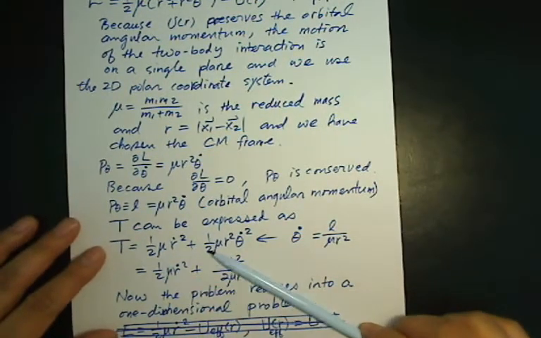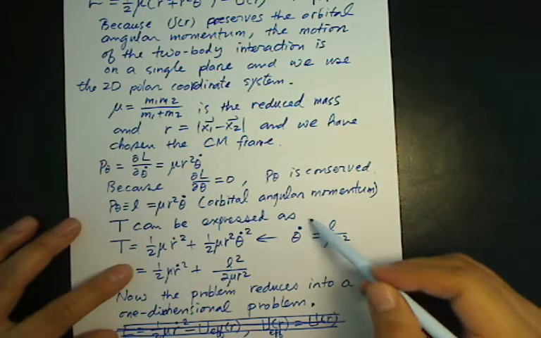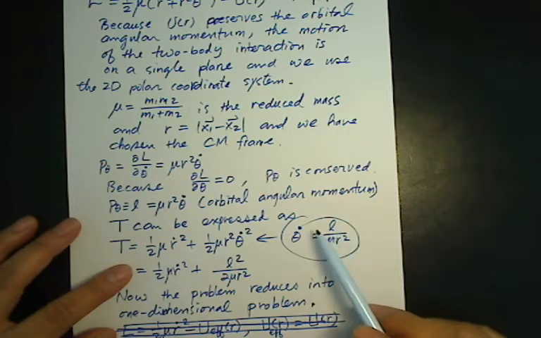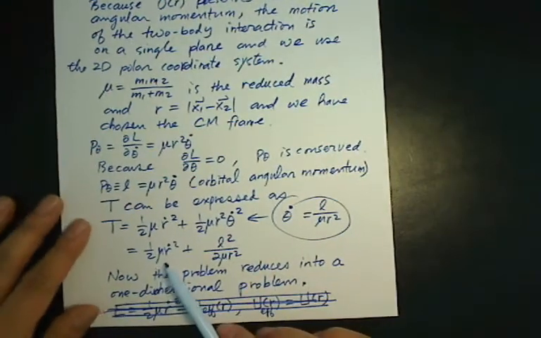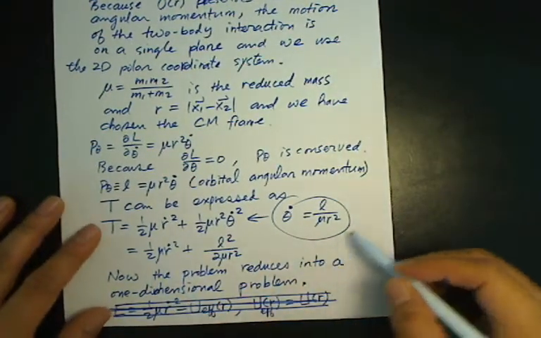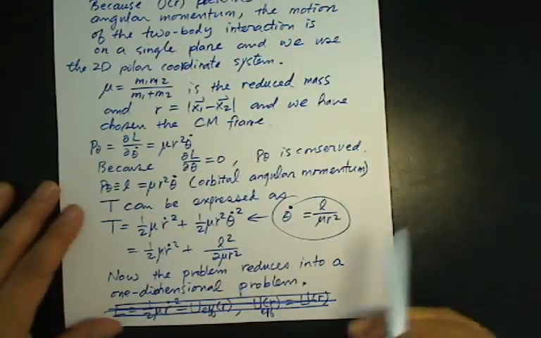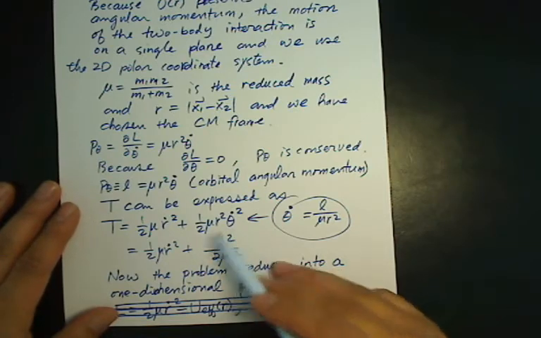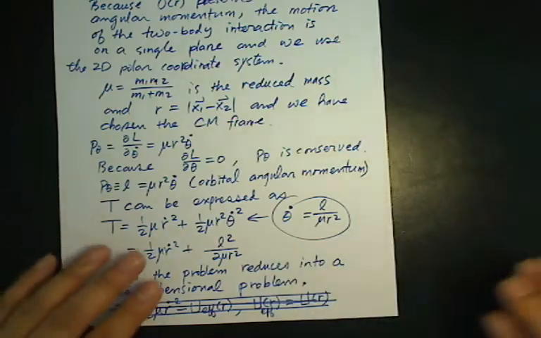Kinetic energy of the system is written in here, but because this orbital angular momentum is conserved, L is constant. So we can substitute theta dot with this to find that kinetic energy has the radial kinetic energy and rotational kinetic energy. This rotational kinetic energy can always be expressed in terms of angular momentum squared over r squared. That's quite important.